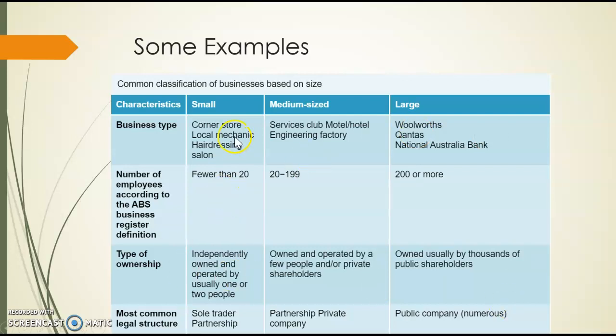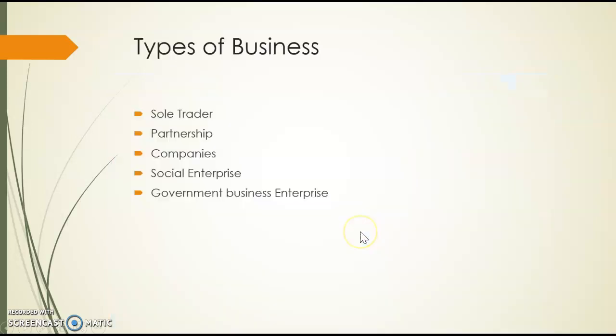Now, in a small business, there will be less than 20 employees. So, any business that has less than 20 employees is a small business. Okay. Businesses having between 20 and 199 employees is a medium-sized business. Okay. Any more than 200 employees is your large business. Okay.